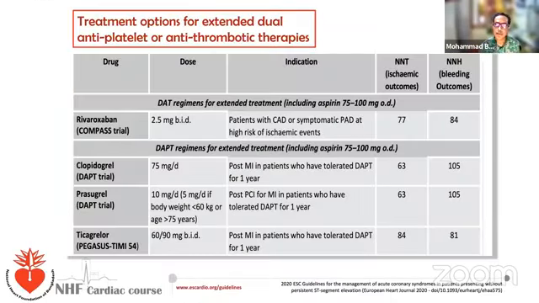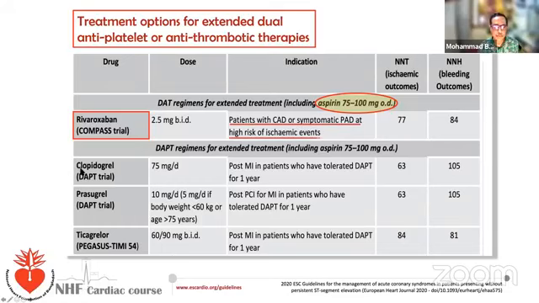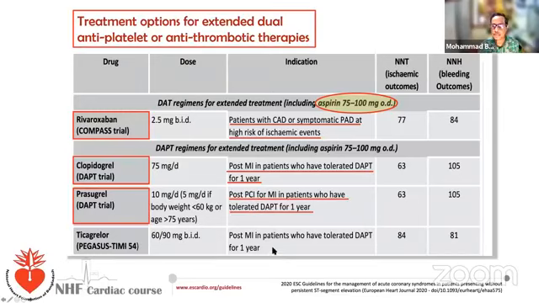So how to choose a second agent along with aspirin for extending treatment? As I mentioned, rivaroxaban is mainly used in patients with symptomatic coronary artery disease and also symptomatic peripheral artery disease. Clopidogrel is used in post-MI patients. Prasugrel is used mainly in post-PCI patients. And ticagrelor is used in both post-PCI and post-MI patients.